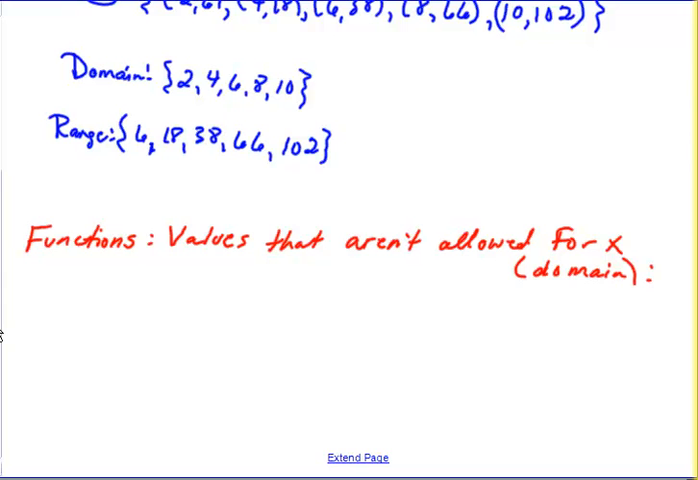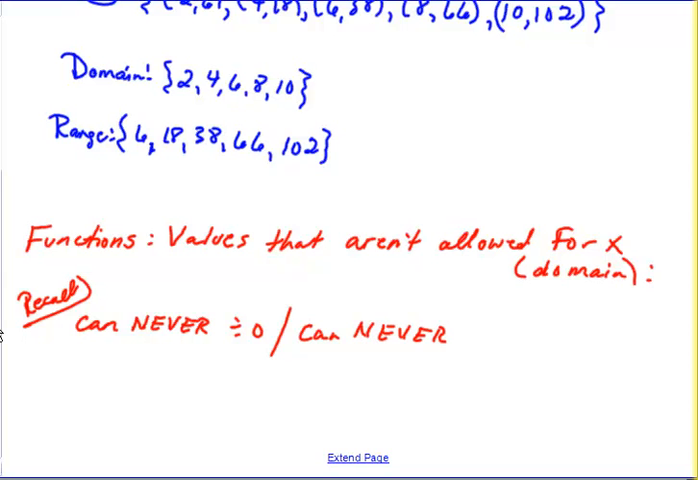Later on, you may think a little bit more thoroughly about this, but the idea for right now is recall, in math we say you can never have what in the bottom of a fraction? You can never divide by 0. You can never have 0 in the bottom of a fraction.